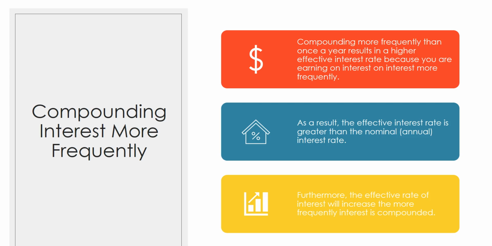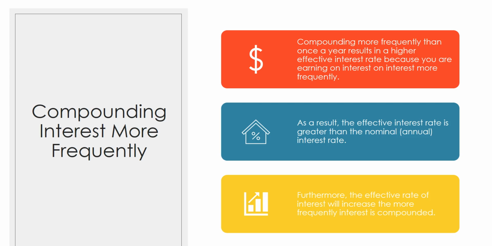So the result of compounding more frequently than once per year is that the effective interest rate is higher than the nominal. And what that means, the effective interest rate is basically the rate that you're earning or paying. So you're actually going to earn more interest or pay more interest when we were talking about a debt than is contractually stated with the nominal rate.